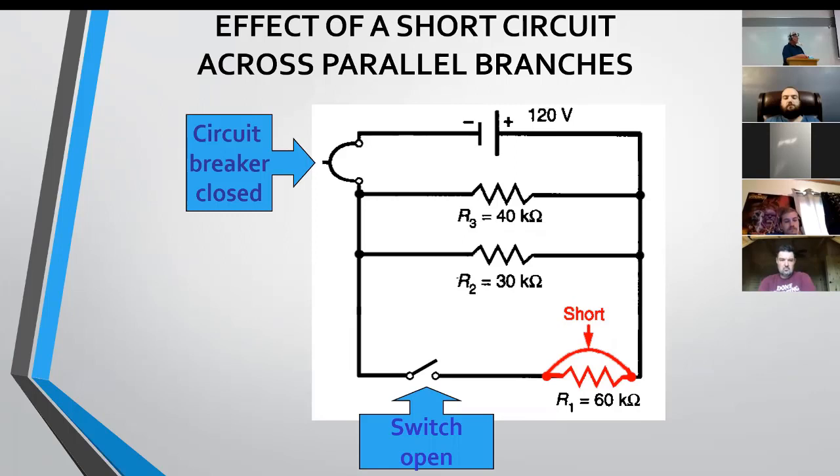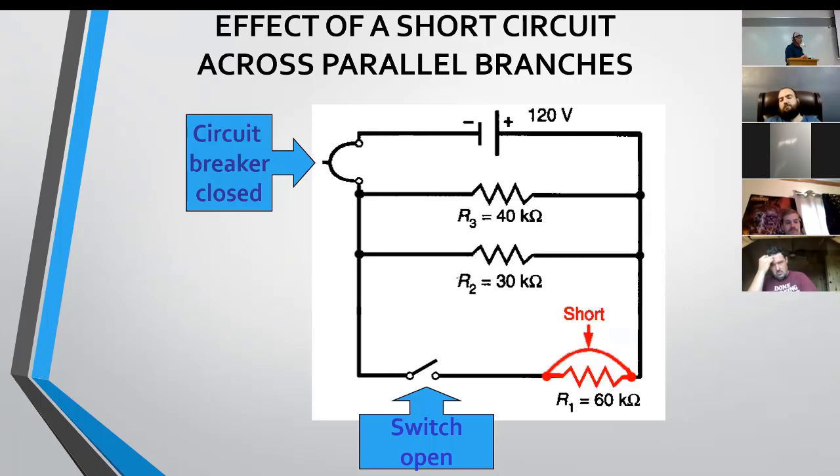All right, so here I've got a circuit. Let me ask you this. With that switch being open, how does that affect the current flowing in R3? You say it doesn't? Okay, it doesn't because the current can leave the battery and go right through it to the other end and get back to the other side of the battery.